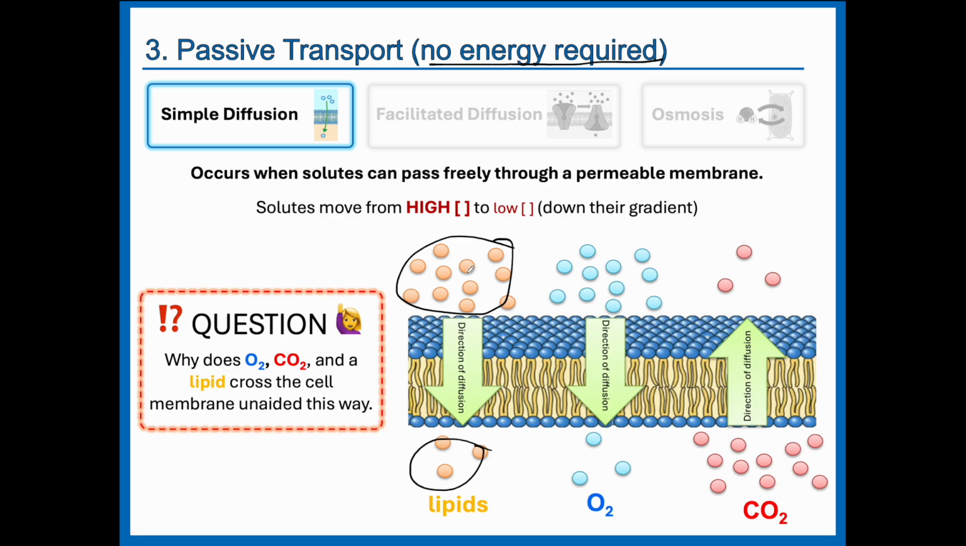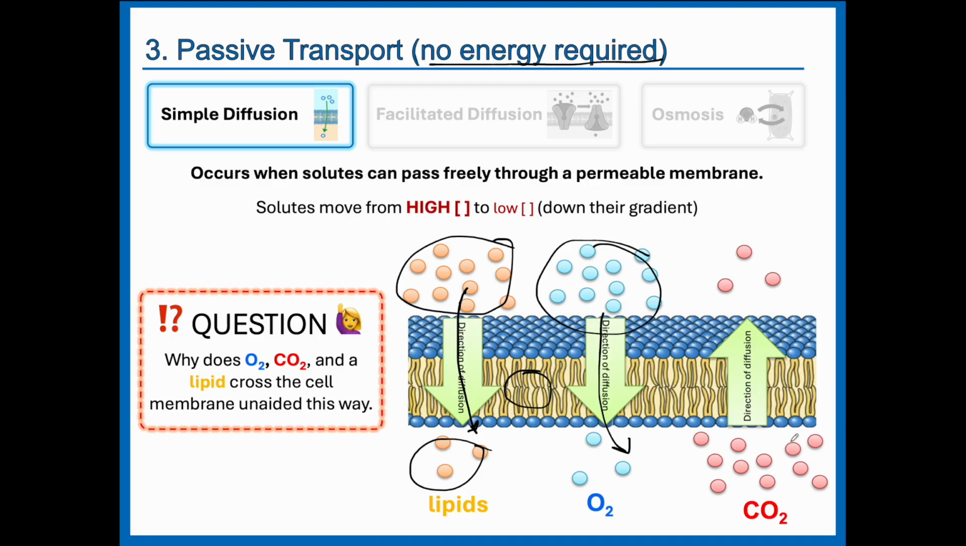First of all, are lipids allowed to go through? Yes. Lipids are allowed to go through because they are hydrophobic and they can pass through these little tails. So if they're allowed to, lipids will move down their gradient into the cell. Here is some O2. Remember I told you that oxygen was nonpolar? So oxygen is nonpolar and can easily pass through. It too will go from a high concentration to a low one.